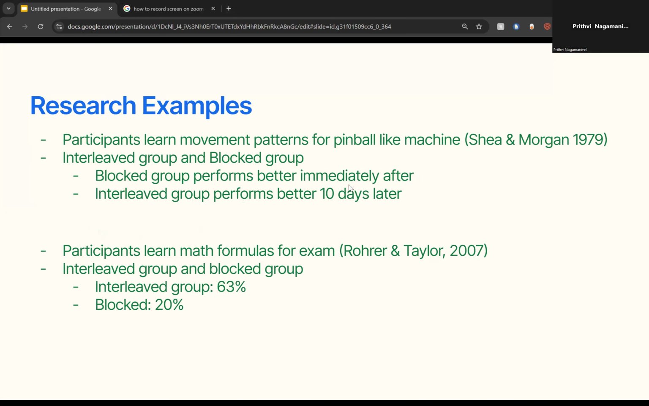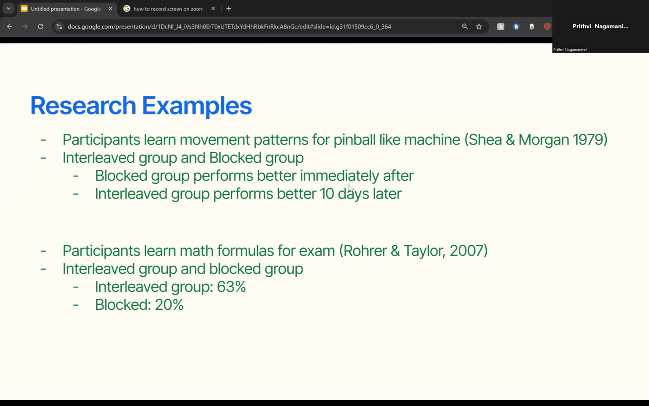So specific research examples that talk about the benefits of interleaved practice include the study conducted by Shea and Morgan, an experiment in which participants were required to memorize different movement patterns in order to knock down walls in a pinball-like machine in certain orders. The group that learned through blocked practice repeated each movement a few times before moving on to the next, and the group that utilized interleaved practice learned each movement in a random order with repetition of skills every couple trials.